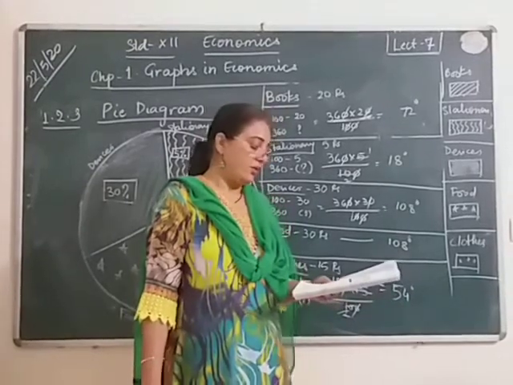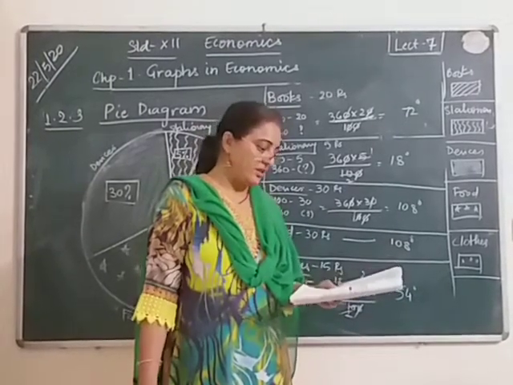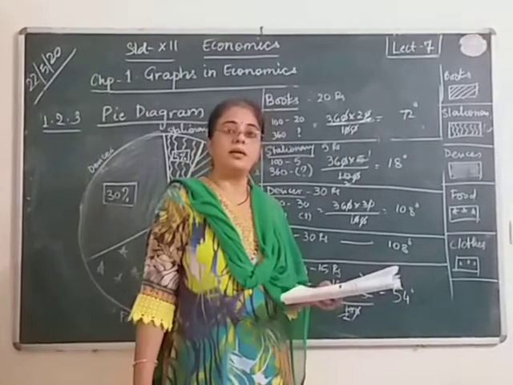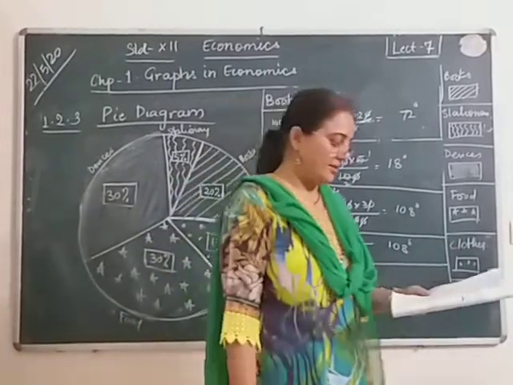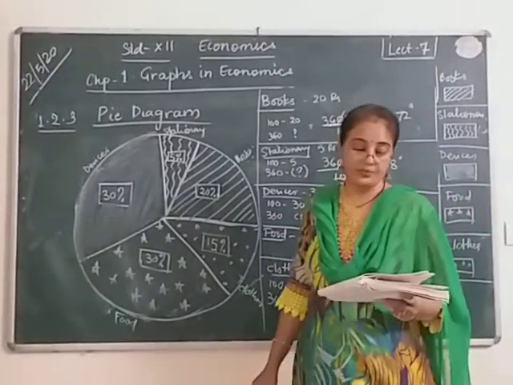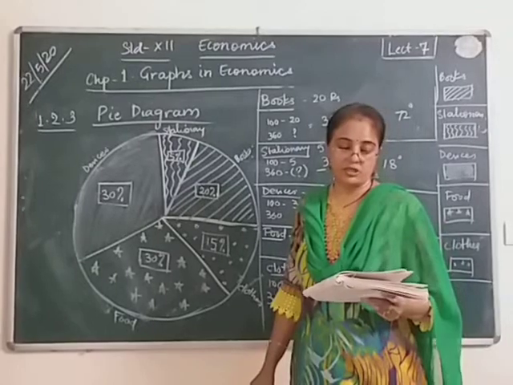Okay. Now, after that is the aspects to be considered while drawing a pie diagram. So while drawing a pie diagram, what all aspects are to be considered that need to be taken care of here? First is 360 degrees, make a circle.